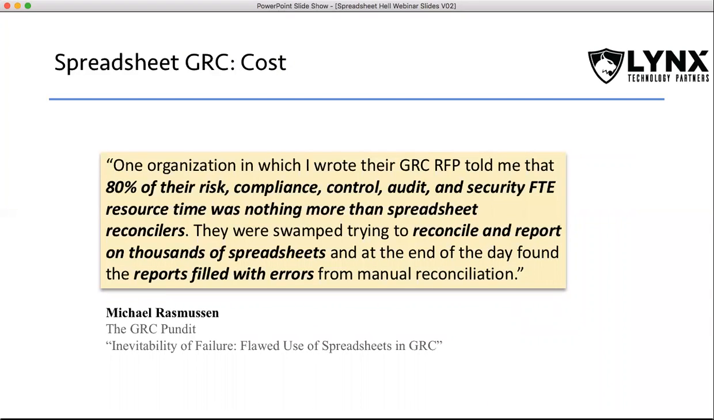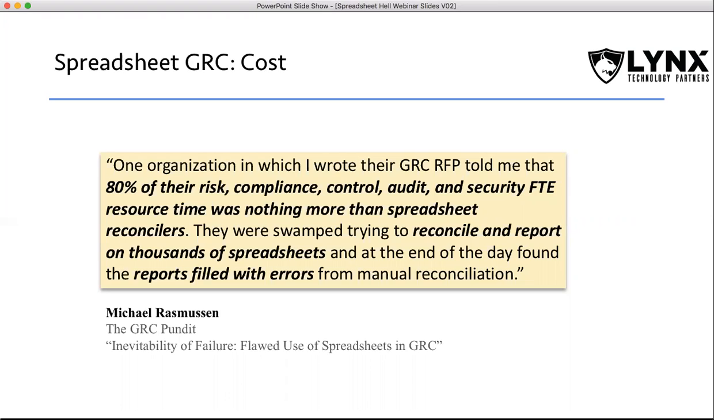In my research, I ran across just a wonderful quote from Michael Rasmussen, the GRC pundit, about what he's seen in this area. He was working with a client and saw that 80% of their risk, compliance, control, audit, and security full-time employee resources were doing nothing more than spreadsheet reconciliation. So the cost factor there stunned me, that it could be that high, that 80% of these highly compensated professionals could be doing basic spreadsheet reconciling and reporting.